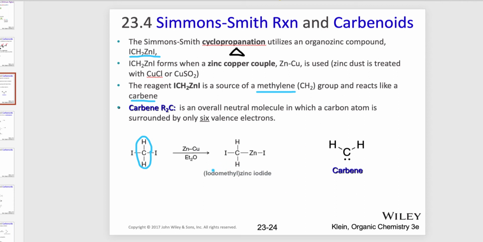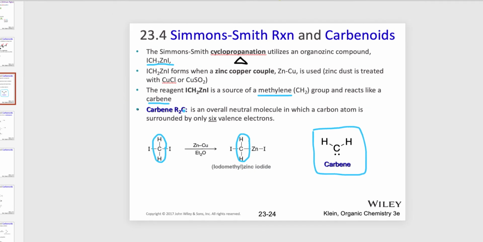And when we see this iodomethylzinc iodide, we should think about this CH2 group now delivering a carbene unit as drawn here. What's unusual about carbenes is that it's an overall neutral molecule in which a carbon atom is surrounded by only 6 valence electrons, 1, 2, 3, 4.